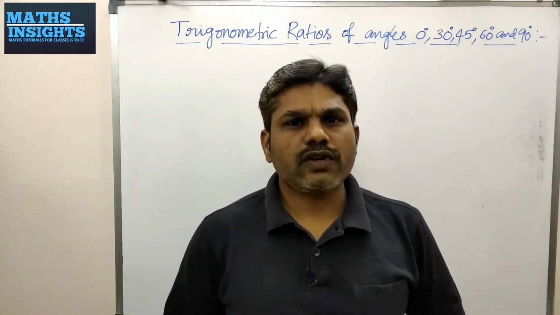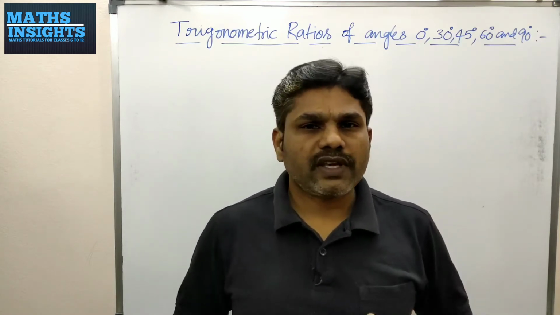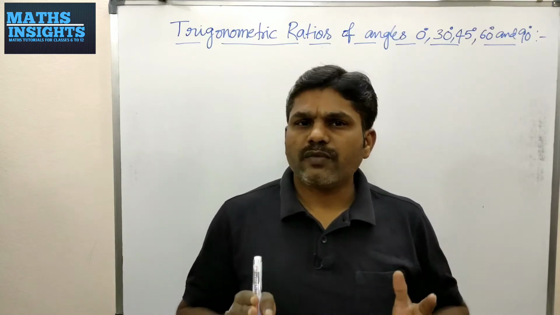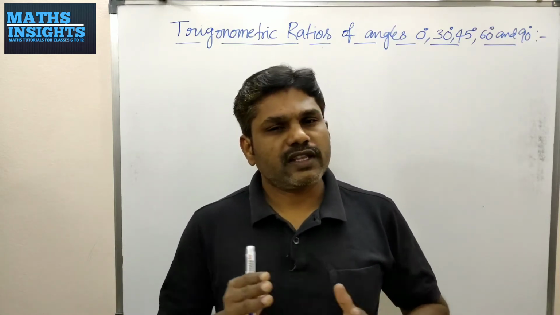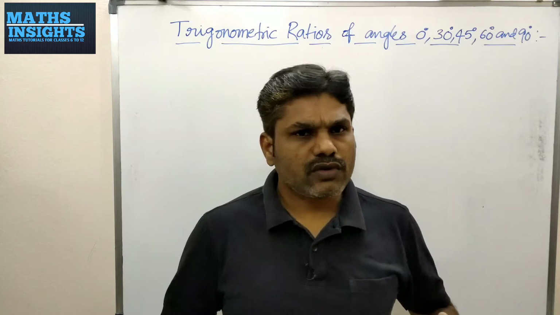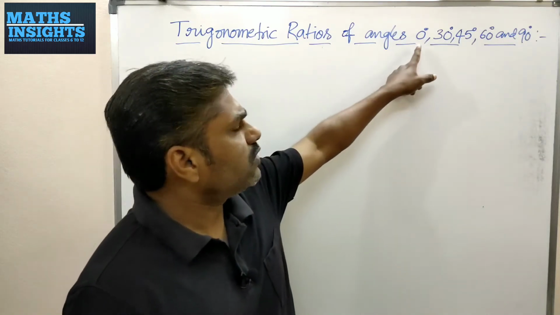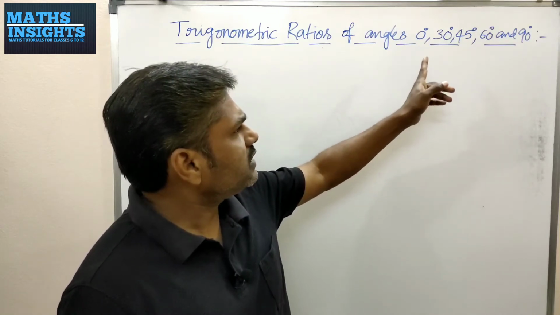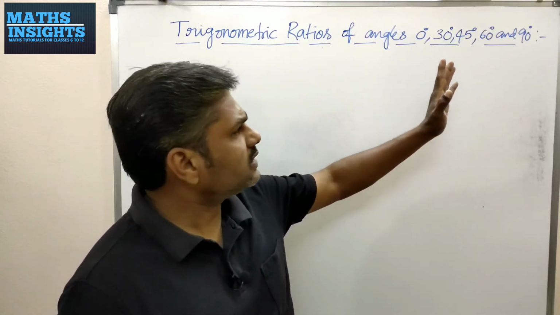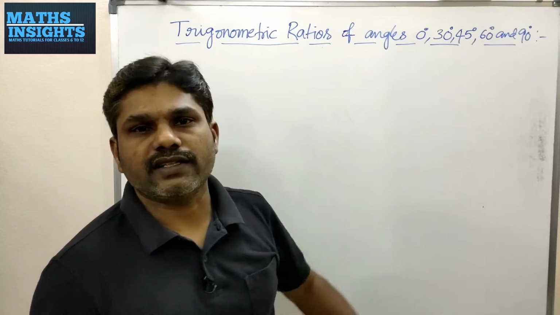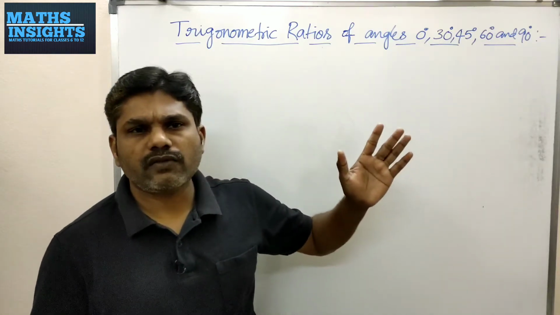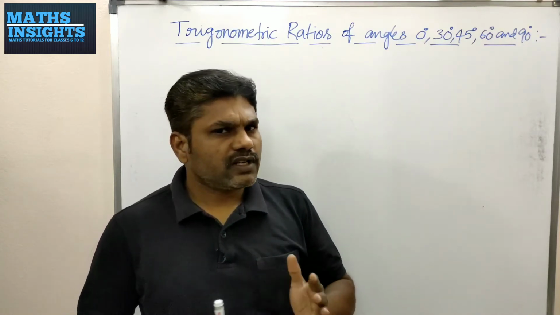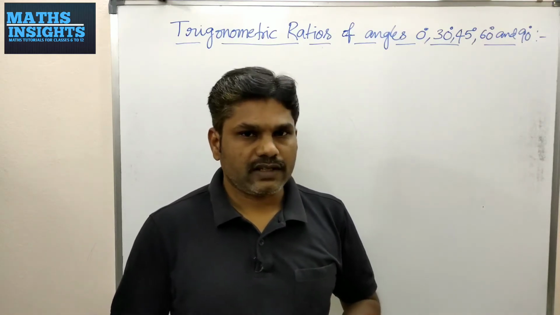Today we are going to learn some specific angles of trigonometric ratios. You learnt what is meant by trigonometric ratios in the previous videos. So in this video we are going to learn the values of trigonometric ratios for 0 degrees, 30 degrees, 45 degrees, 60 degrees and 90 degrees. If you remember the values of these angles, then you can solve the problems very easily.